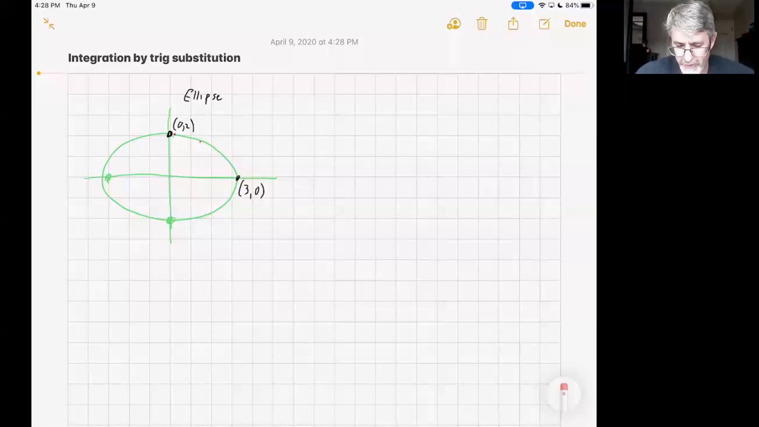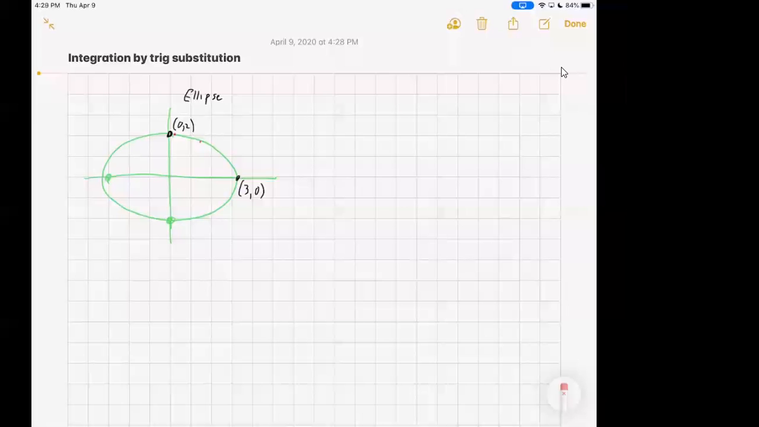Okay, we're now moving into section 7.3 of the text, which is integration using trig substitution. So this is a little different than integrating trig functions. We'll see the differences as we look at an example.